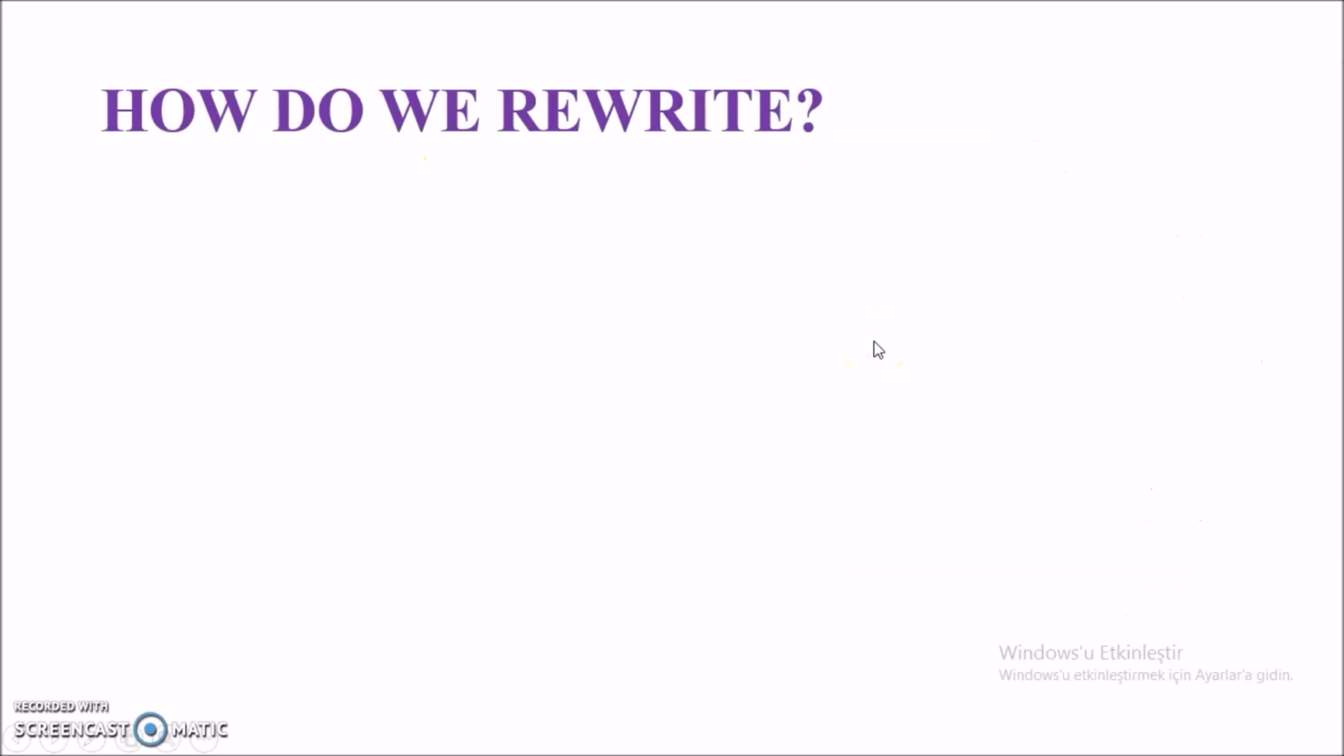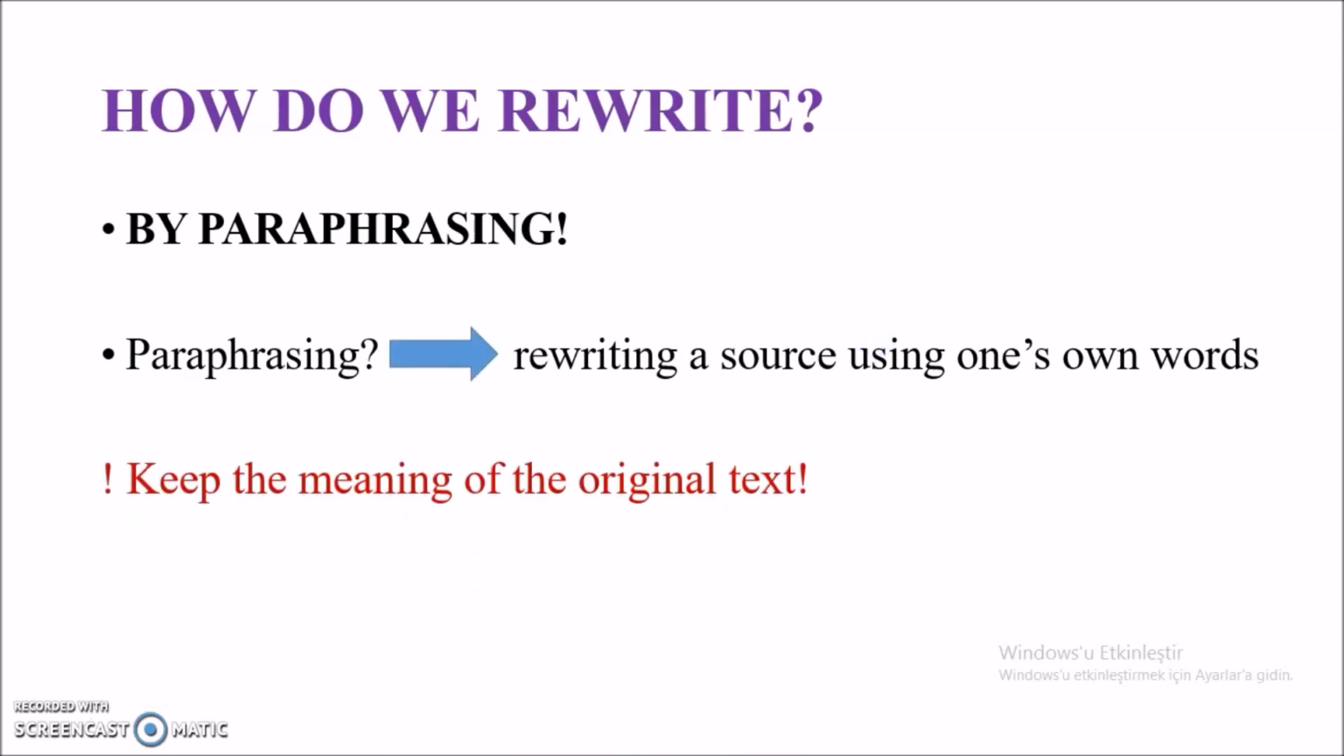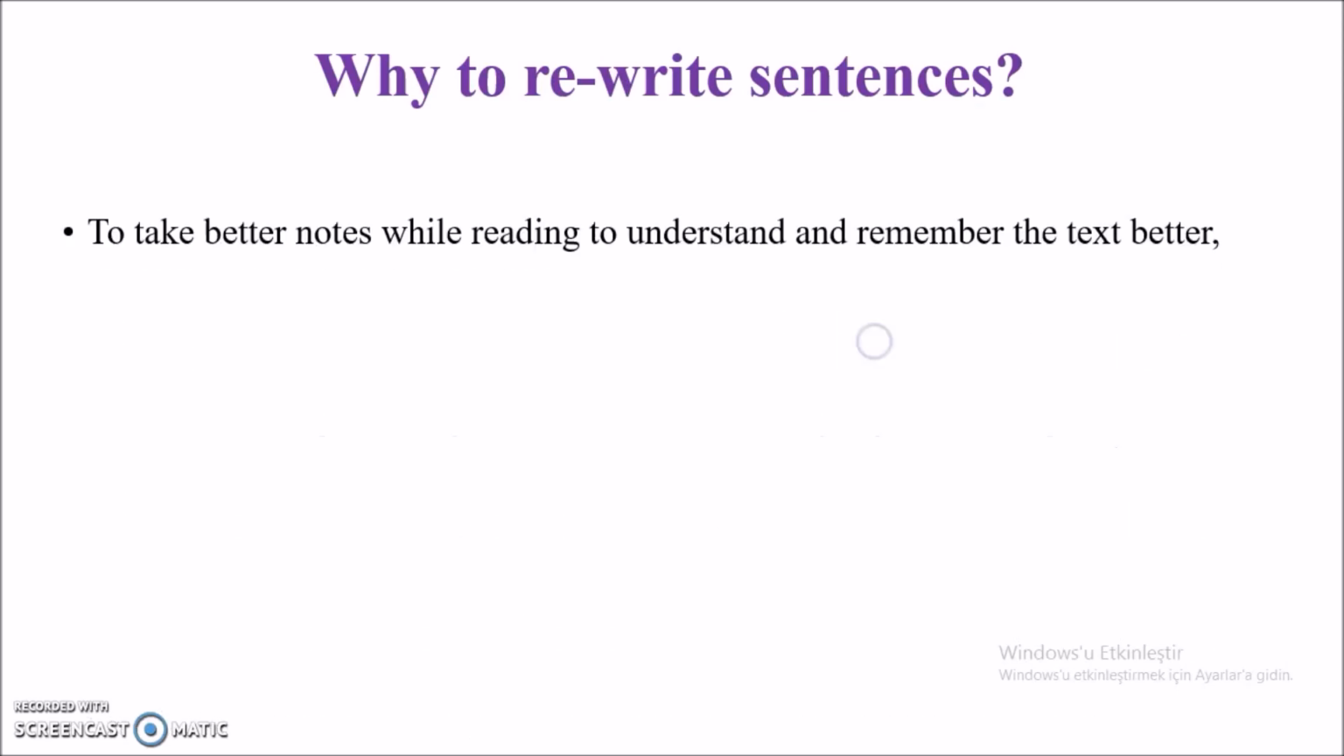How do we rewrite? Of course, we rewrite sentences, phrases, or paragraphs by paraphrasing. Paraphrasing means rewriting a source using your own words. So the idea here is that you keep the meaning of the original text, but you are not copying the same words. You can change the words, or you can change the grammar structures while you are keeping the meaning the same. Why do we do this?